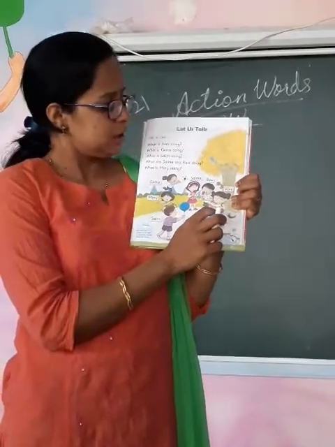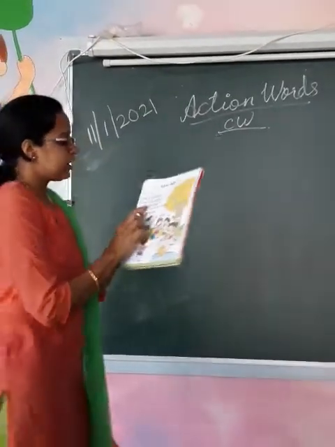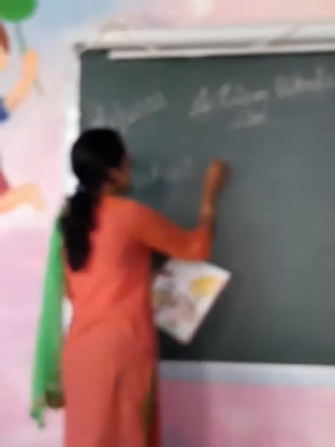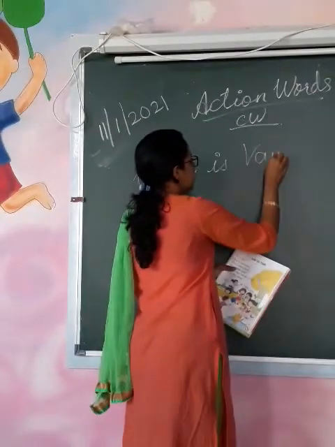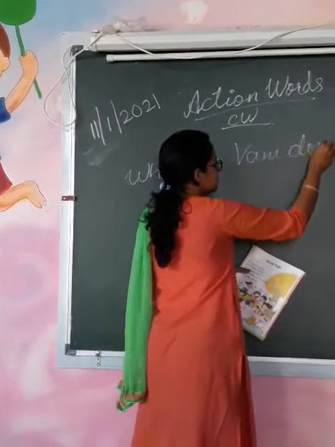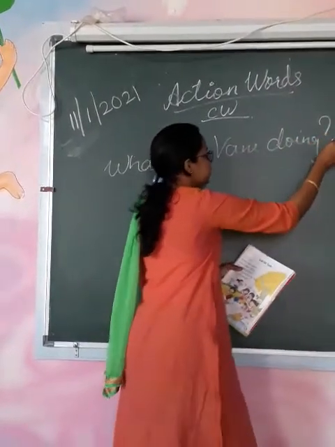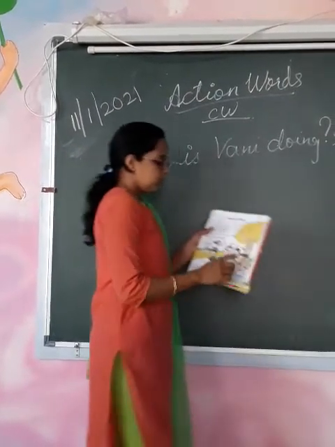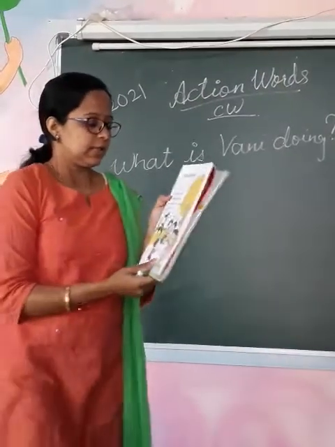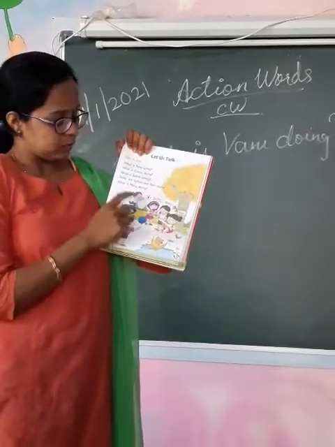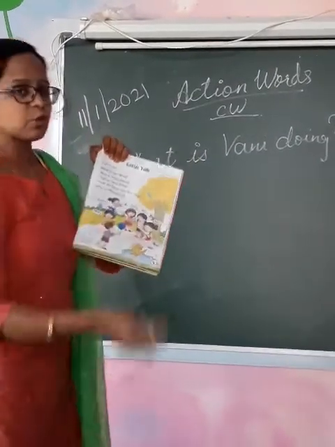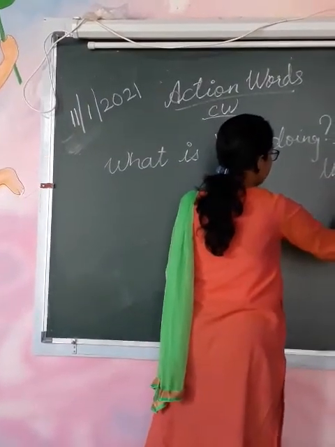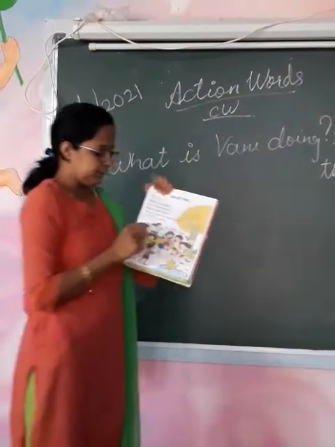What is she doing? She is reading. So, in front of the question, what is Vani doing? Just write read. What is Vani doing is your question. Okay. In front of that, write R-E-A-D. Read. Vani is reading a book. Then, what is Geeta doing? She is throwing the ball. So, T-H-R-O-W. Geeta is throwing the ball.